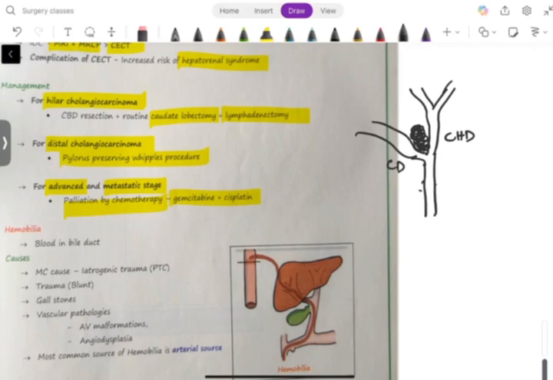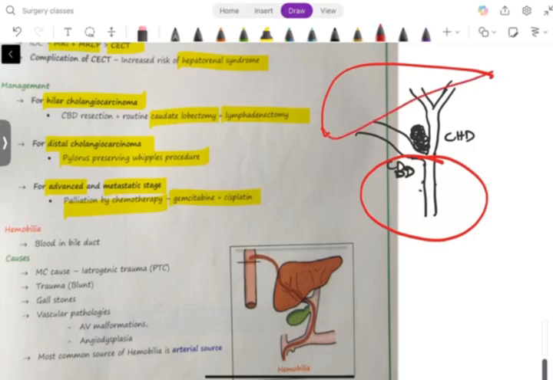If it is hilar cholangiocarcinoma, then we'll go for common bile duct resection. Basically we'll remove this plus the caudate lobe, because of how the caudate lobe lies. Here the liver is, this will be the gallbladder and this will be the caudate lobe. Caudate lobectomy, because the tumor will be spreading like this. So caudate lobectomy plus common bile duct resection plus whatever lymph nodes are around this, we will remove. That is lymphadenectomy. So basically if the carcinoma arises from the hilar region, we'll do this.